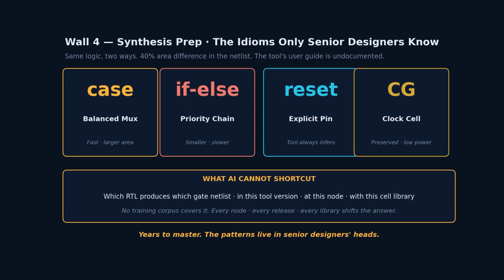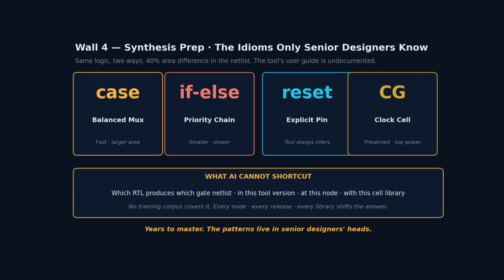There are dozens of these idioms. They are not documented anywhere outside the synthesis user guide and the heads of senior designers. New designers learn them by writing code, running synthesis, reading the netlist, and discovering the tool did something different from what they expected. The cycle takes years to master. That cycle is exactly what AI cannot shortcut. There is no training data on which RTL construct produces which gate-level output in this specific tool version at this node. Every node, every tool release, every library shifts the answer.